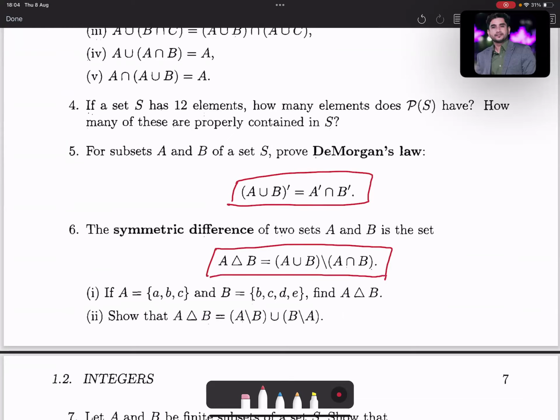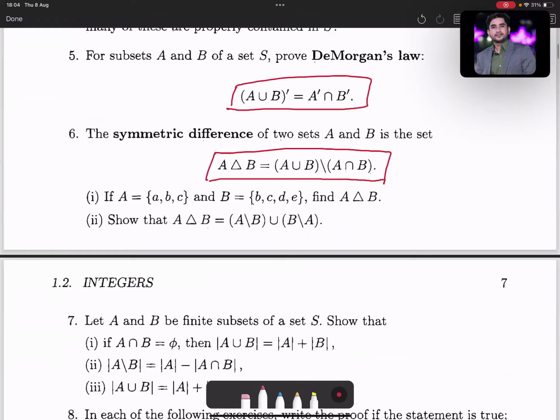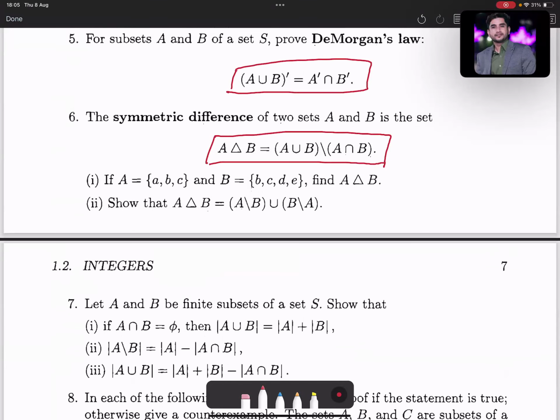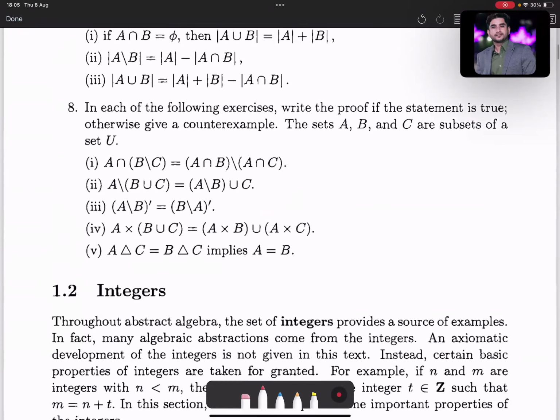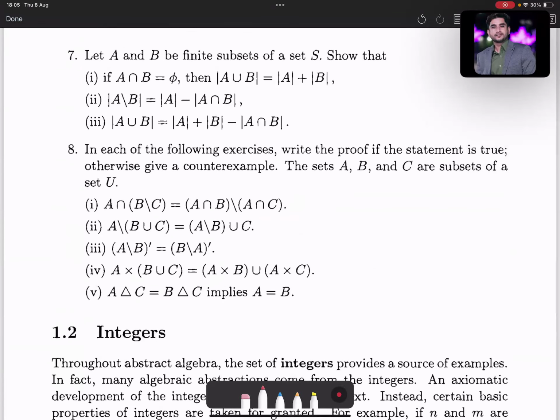You can also prove things about the symmetric difference. The symmetric difference can be found as the union minus the intersection. Or the other way of finding the symmetric difference is A difference B union B difference A. If you can, write the proofs of these statements if the statement is true, otherwise give a counterexample.